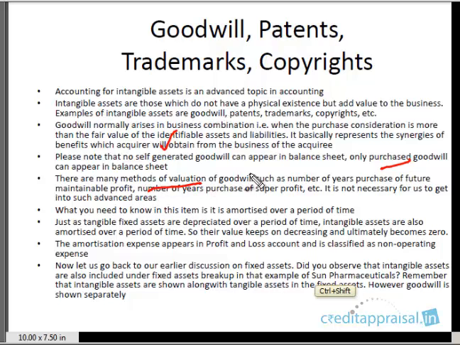Also, there will be many valuation methods for goodwill. What I'm saying is, it's an advanced topic. So what you need to know, from a banker's point of view, is this depreciates. This is amortized over a period of time.